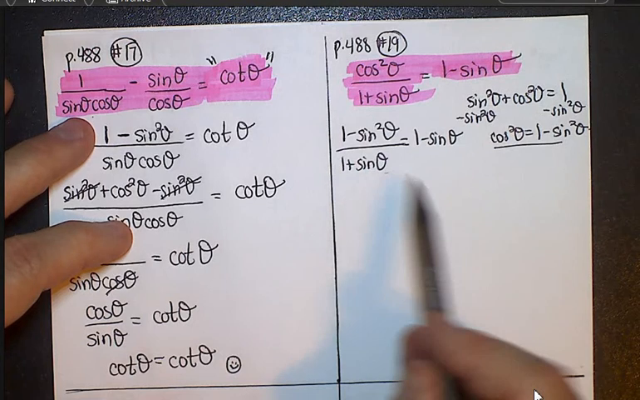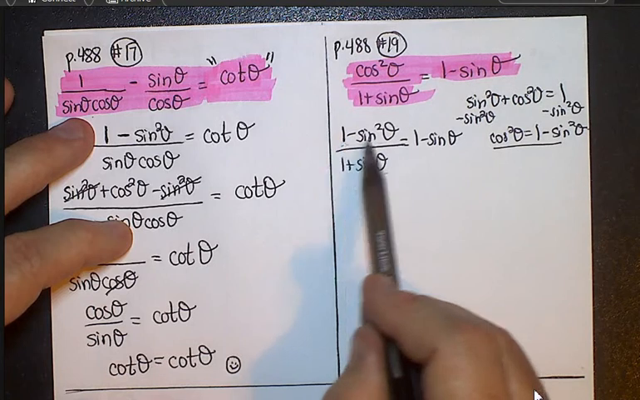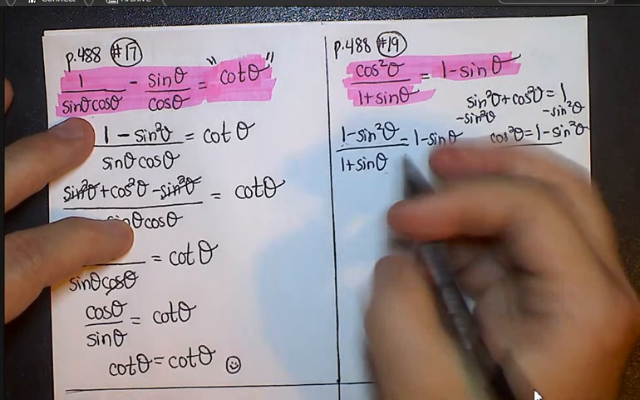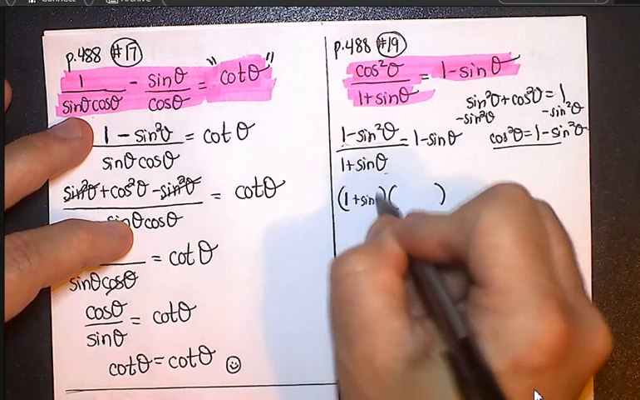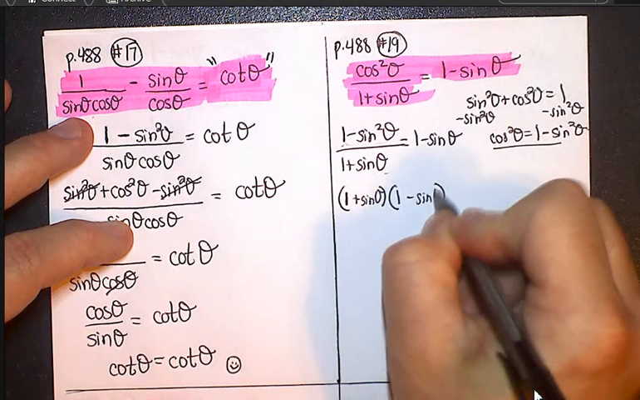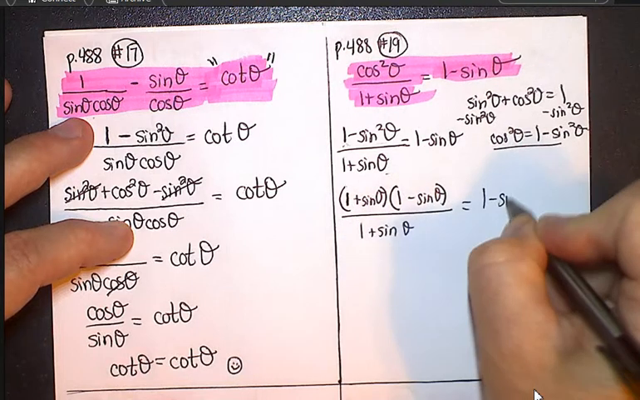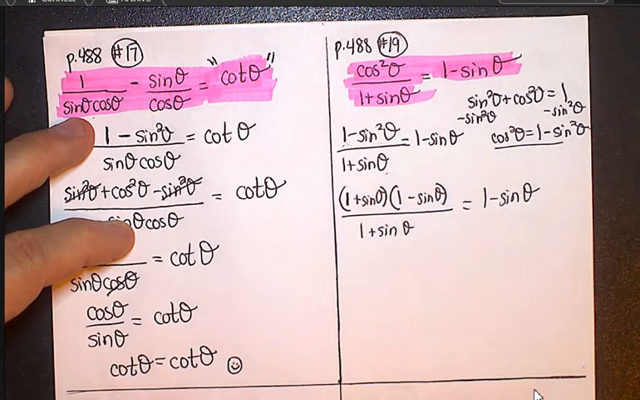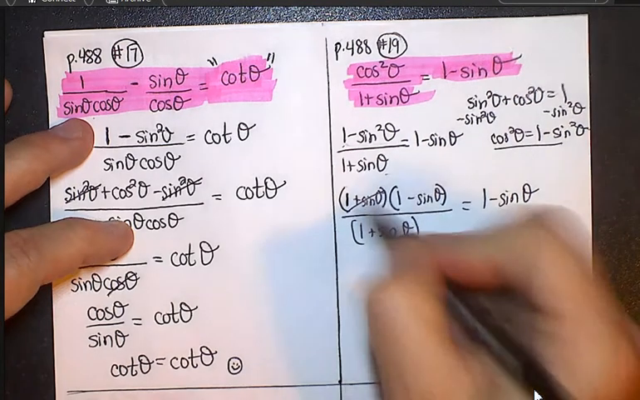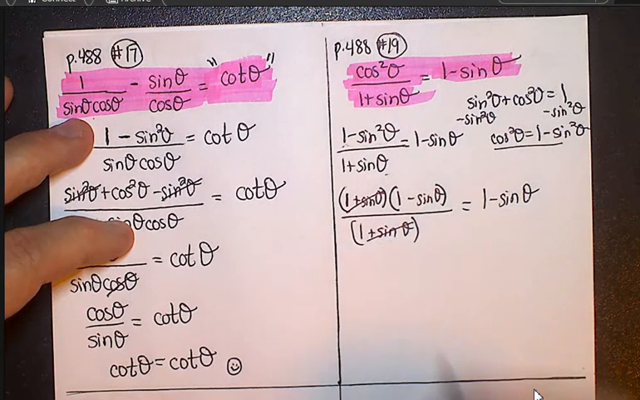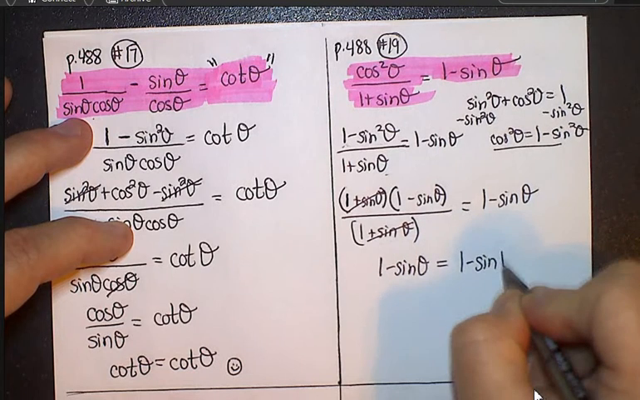So what I'm going to do is I'm going to realize, and this is real important that you see this, that this is the difference of 2 perfect squares. So I'm going to factor this. When you're factoring the difference of 2 perfect squares, it's 1 plus sine of theta and 1 minus sine of theta. And that's going to be all over 1 plus sine of theta, and that's going to equal 1 minus sine of theta. And then once you factor, you can see that you have a factor on the top and in the bottom that is exactly the same. That's the time when you can cross them out, leaving me with 1 minus sine theta is equal to 1 minus sine theta, and we're done.